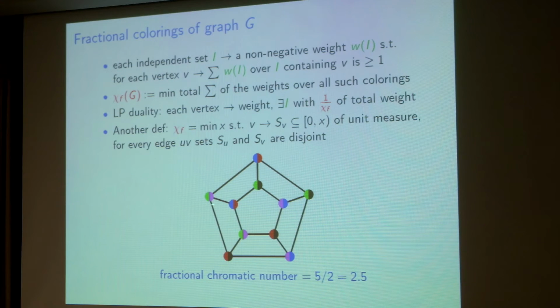Also, I can think that I will take my interval from 0 to 2.5. I will split it into 5 bits. Each of them will have 0.5, and then each vertex will take exactly 2 of those intervals. Does that make sense?